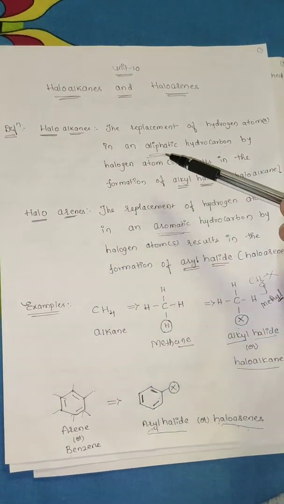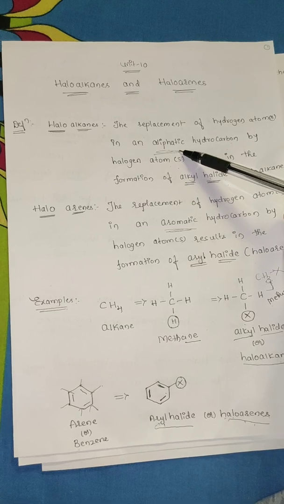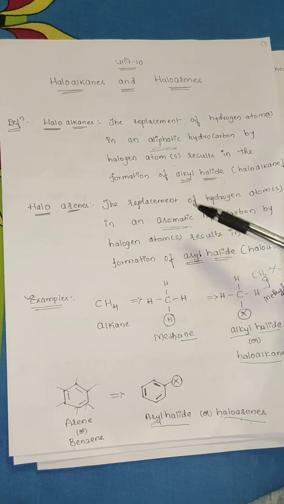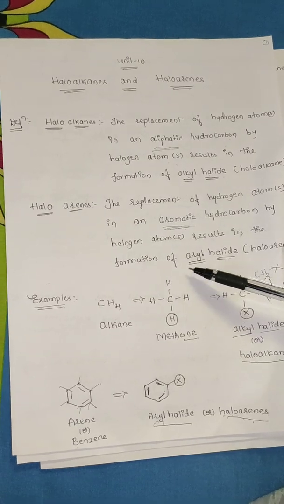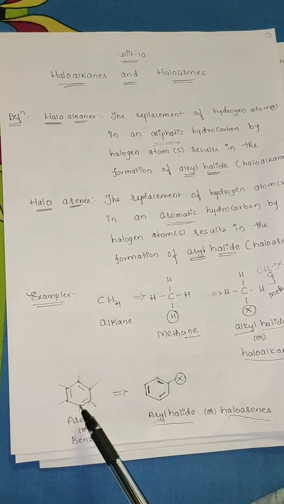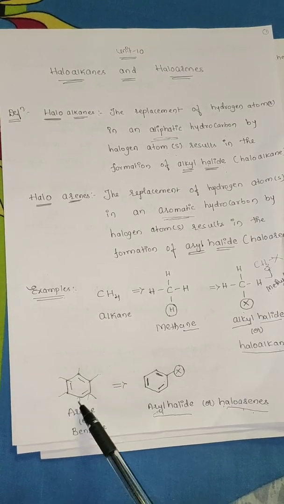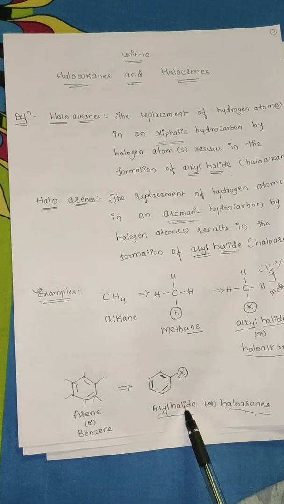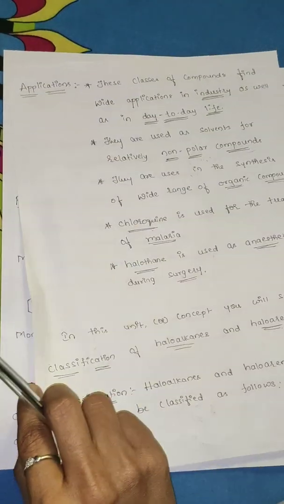Similarly for haloarenes, the difference between haloalkanes and haloarenes is that here the hydrogen atoms are in an aromatic hydrocarbon instead of an aliphatic hydrocarbon. That is the only difference. Aromatic means it has a cyclic system. Such compounds are called haloarenes. You can observe this is arene or benzene, where each carbon atom has a hydrogen atom. Any one hydrogen atom must be replaced by a halogen atom. It leads to the formation of aryl halides or haloarenes. So these are the definitions of haloalkanes and haloarenes.